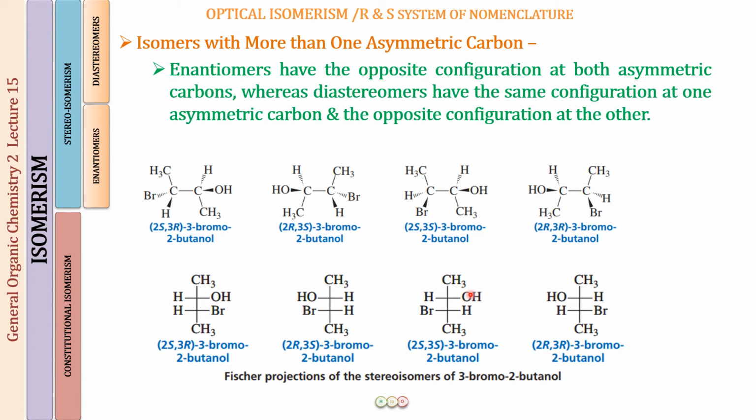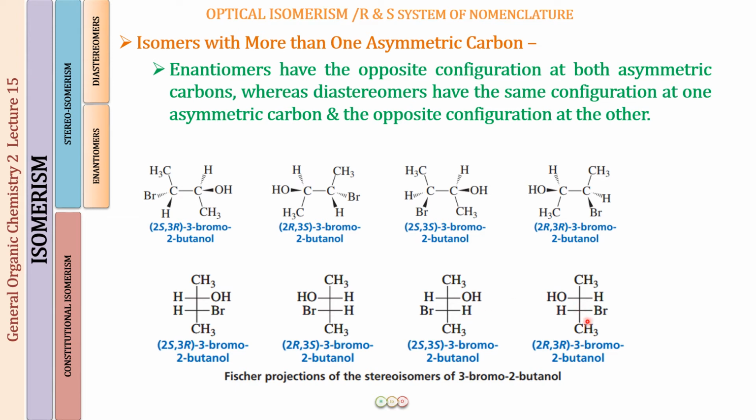They will never be a mirror image of each other. For a mirror image, they have to be opposite each other. So this forms a pair of enantiomers. This you can look, 2S, 3S, 2R, 3R. So they are forming a pair of enantiomers.